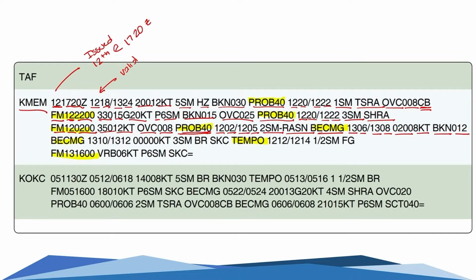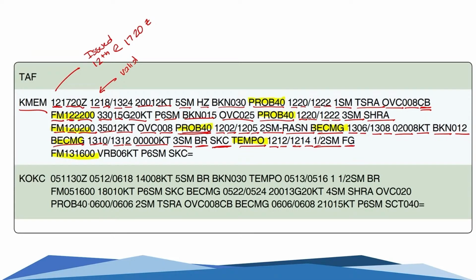And we've got a new forecast here becoming on the 13th day at 1000 through the 13th day at 1200. So for a 2-hour period, if you see wind of 0000, that is basically wind calm. There is no wind being reported at that point. So wind calm, 3 statute miles of visibility, we've got mist, sky clear. And then temporarily becoming on the 12th day at 1200 through the 12th day at 1400, for a 2-hour period, a half statute mile of visibility and fog.